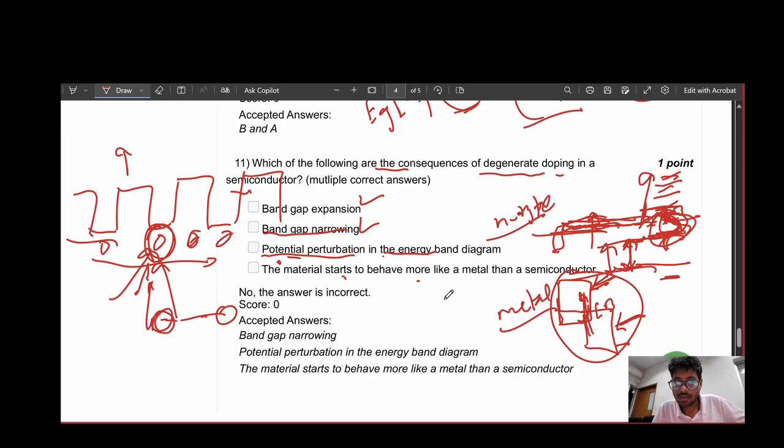Okay, sir. And you got the fourth point? This material starts behaving like a metal. Yes, sir.